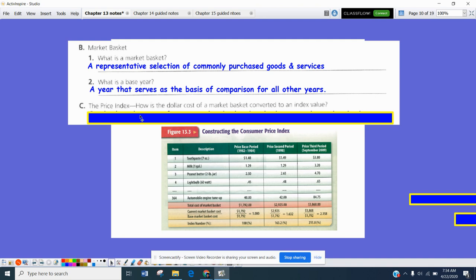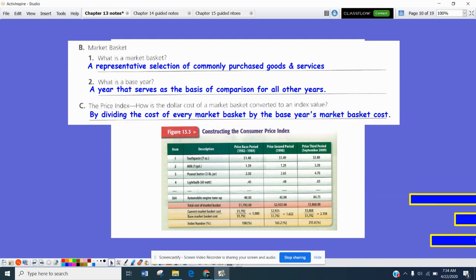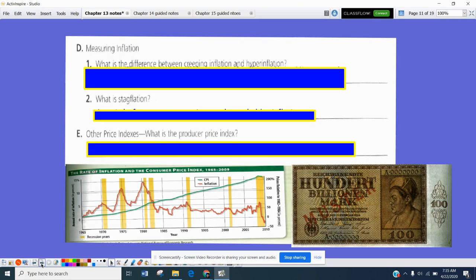So anyway, for the price index, how is the dollar cost of a market basket converted into an index value? You do this by dividing the cost of every market basket by the base year's market basket cost. So you're basically doing a comparison of today to whatever that base year would be, which could be 2000. And then from there, you can see how much things have changed based on percentages. And that might give you an idea of the health of the nation or such.